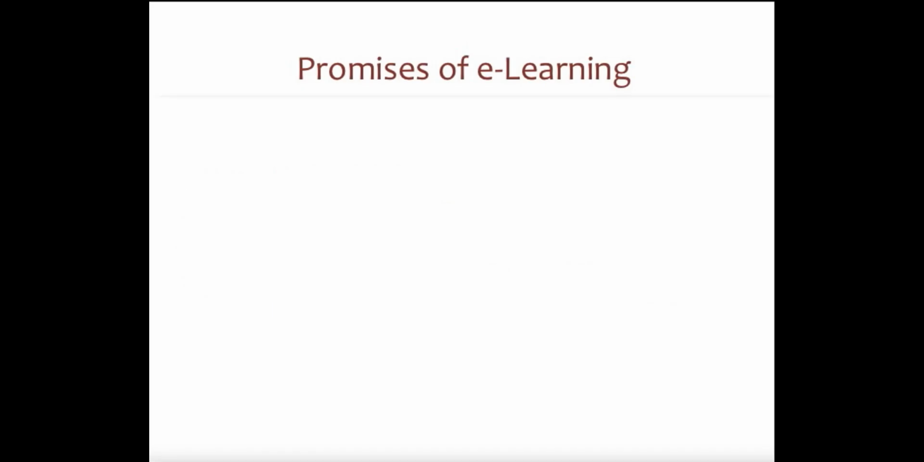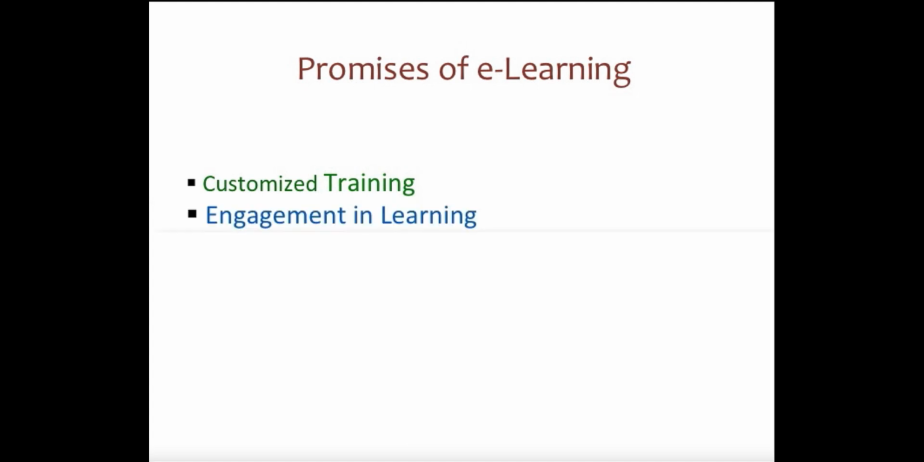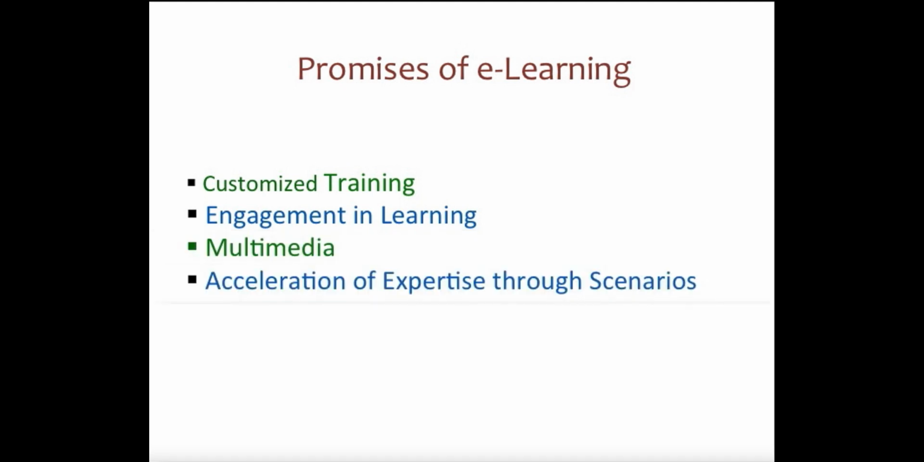Organizations are turning to e-learning to save training time and travel costs associated with traditional face-to-face training. However, cost savings are only an illusion when e-learning does not effectively build knowledge and skills linked to job outcomes. The opportunities to foster learning via digital instruction rely on appropriate leveraging of 4 unique features. They are customized training, engagement in learning, multimedia, and the acceleration of expertise through scenarios.